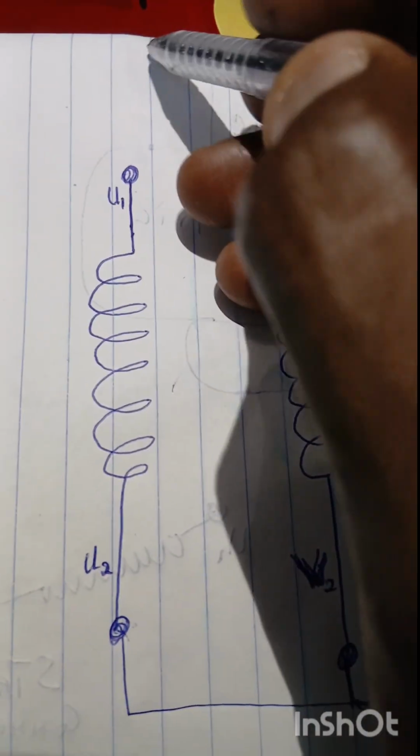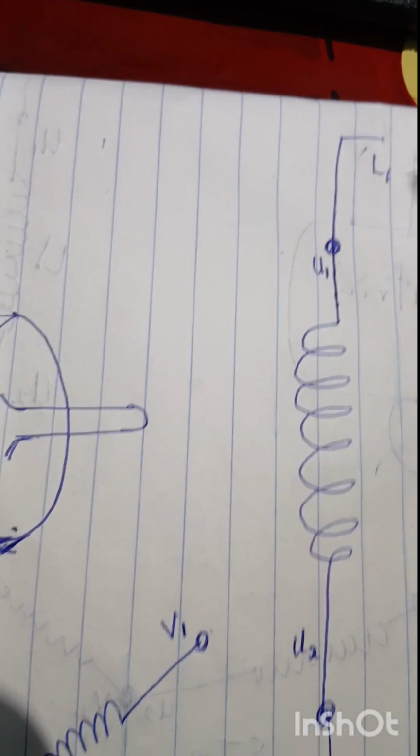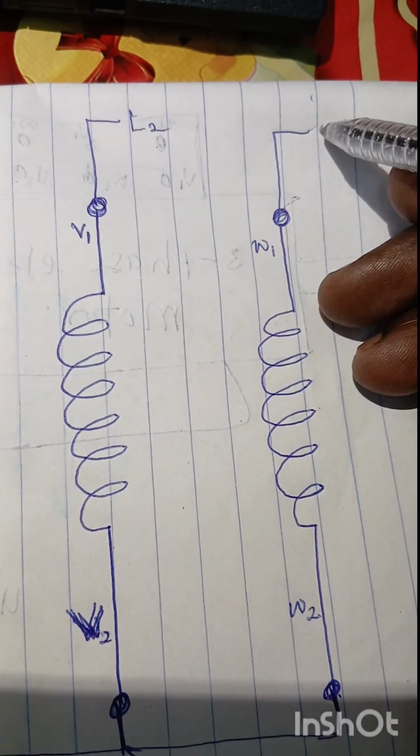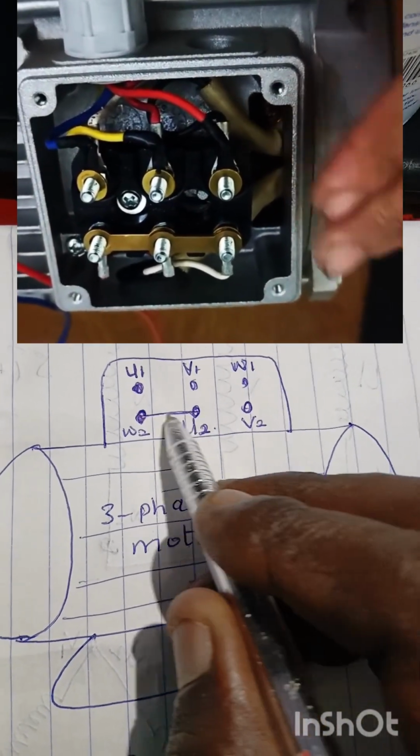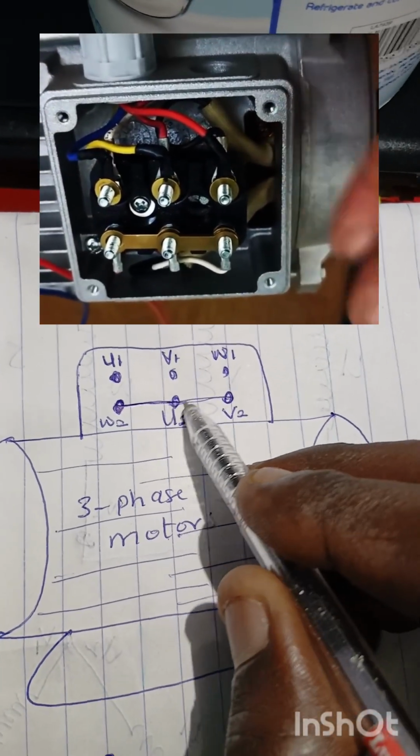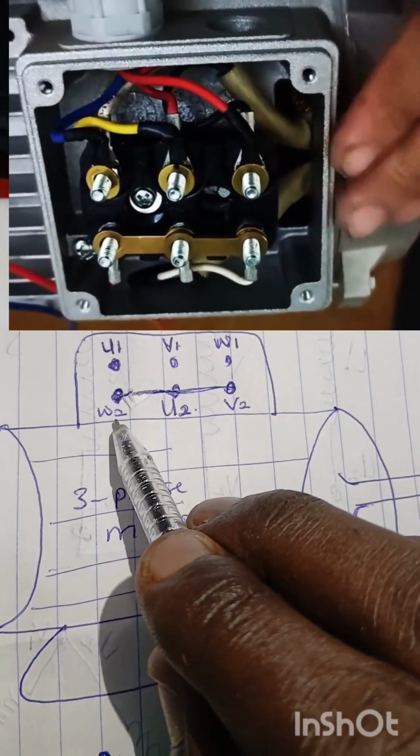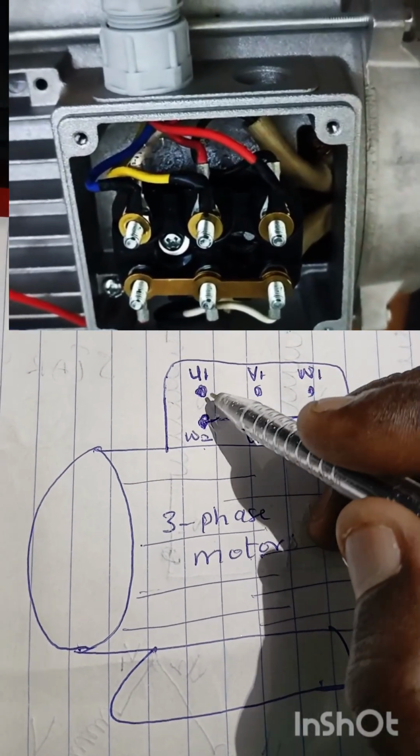And to the three remaining start terminals, you now supply your phase 1, phase 2 and phase 3. Place a jumper here, use it to link all the end terminals of the three coils together. Have you seen it? Once you place the jumpers here to link W2 to U2 and V2, then you will now bring your three-phase supply here.